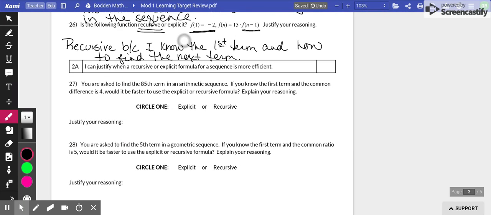All right. 27 and 28 are really for you to decide, and then you have to justify your reasoning. So if you're asked to find the 85th term in an arithmetic sequence, you know the first term, you know the common difference is 4. So you know which term, you know the first term, and you know you're going to keep adding 4. Would it be better to have an explicit formula or a recursive formula? And explain your reasoning. I'm going to let you think on that one instead of giving that one away.